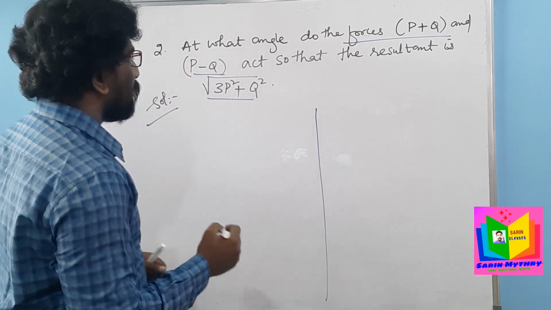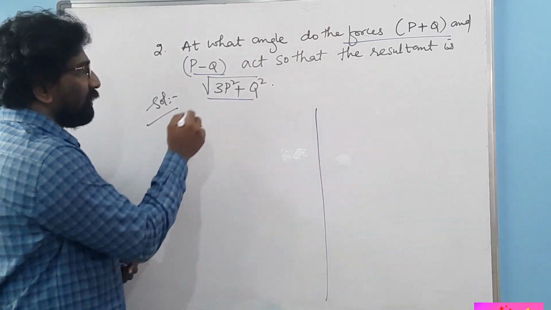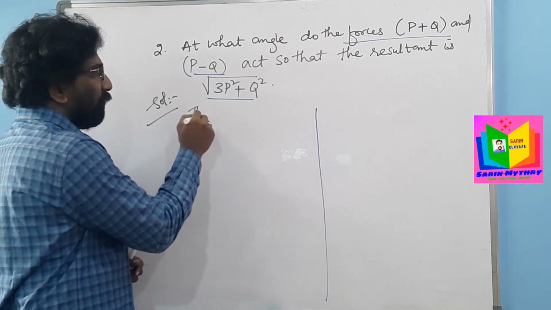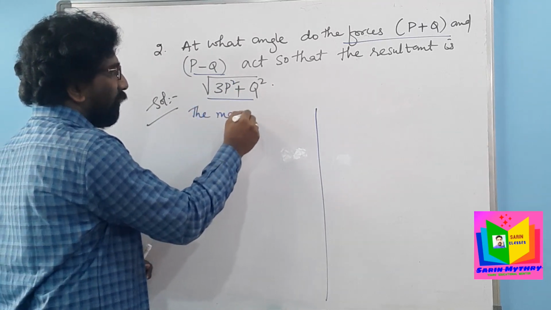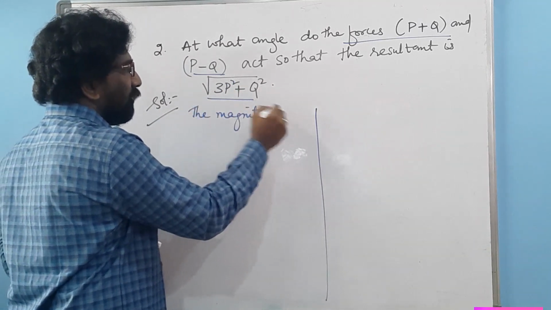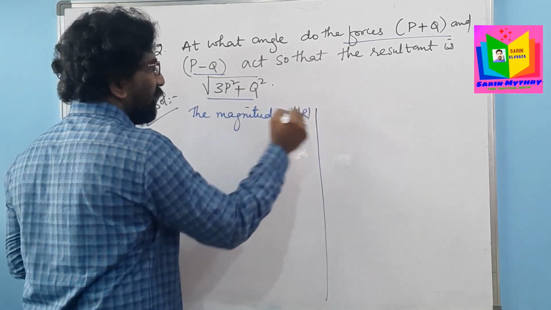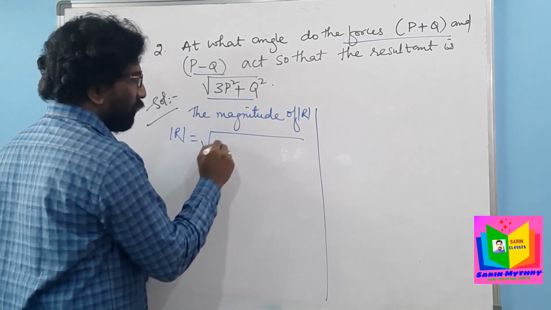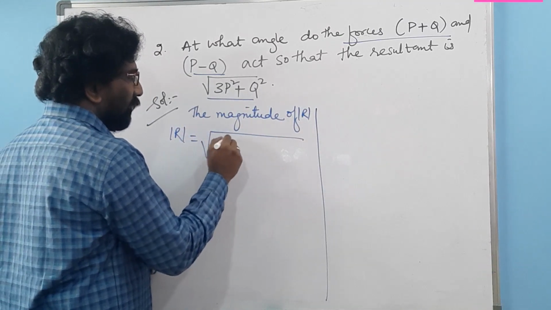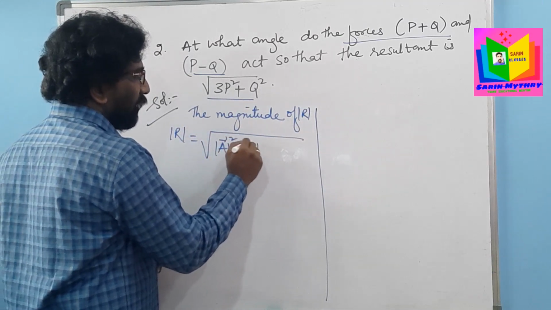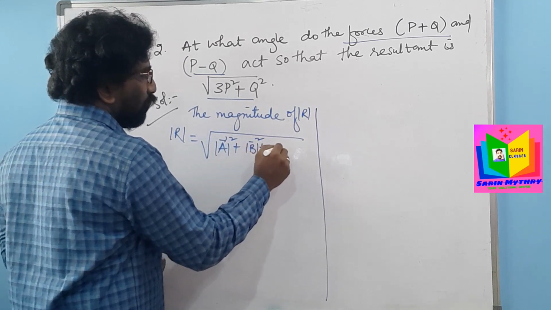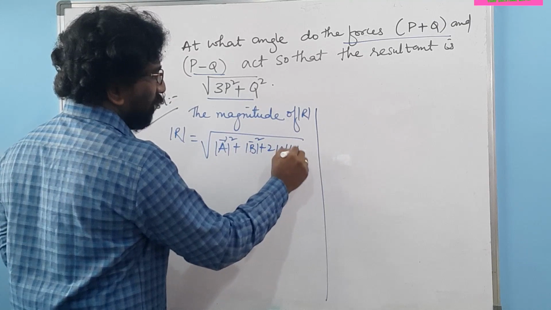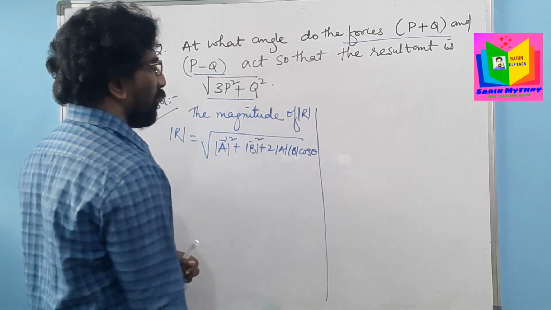So now, as per the formula, what is the formula for the magnitude of vectors, the magnitude of R? We have studied that the magnitude of R is given by R equals under root of A square plus B square plus 2AB cos theta. So this is the formula which I have studied.